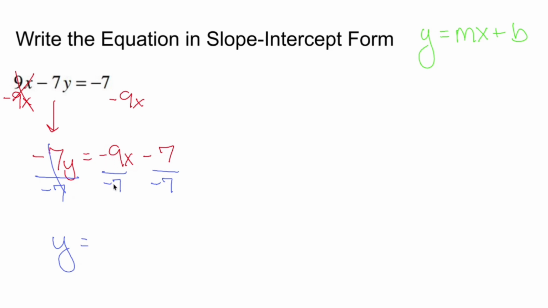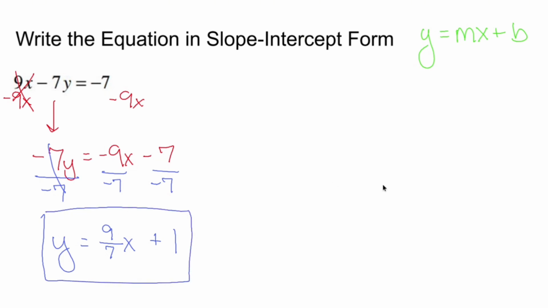Negative 9 over negative 7, negative over a negative is a positive, and 9 over 7 doesn't simplify. I'm going to leave it as an improper fraction, because I want my number to look like rise over run. Drop the x down. Negative 7 divided by negative 7 is positive 1. So I'm going to put plus 1. Now that y is all by itself, I have my x term first and my constant floating around second. I now have something in slope-intercept form. So that's how you do it.